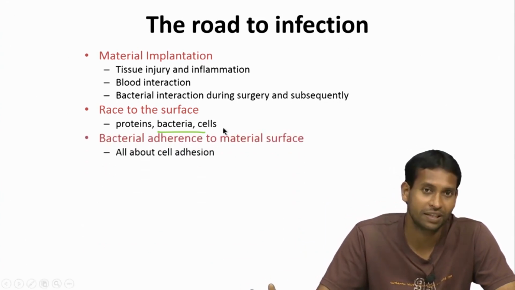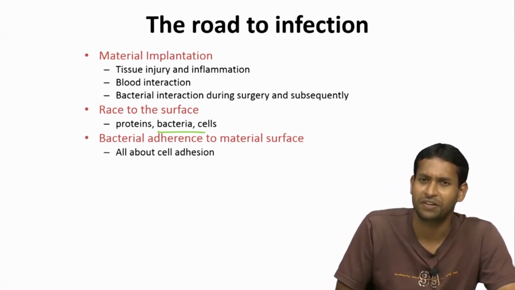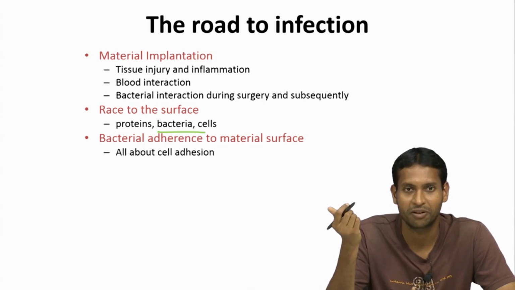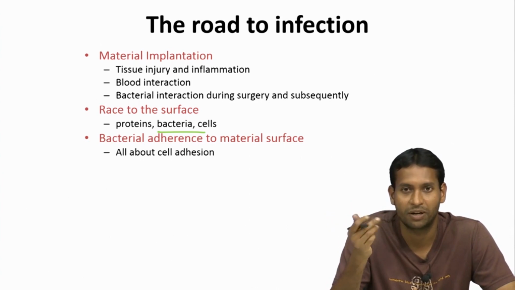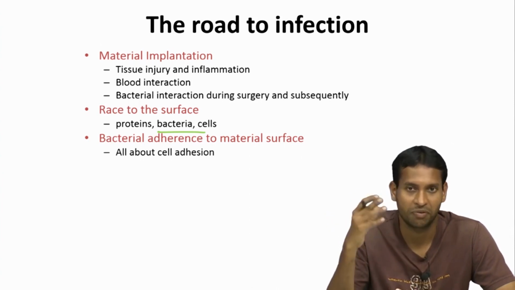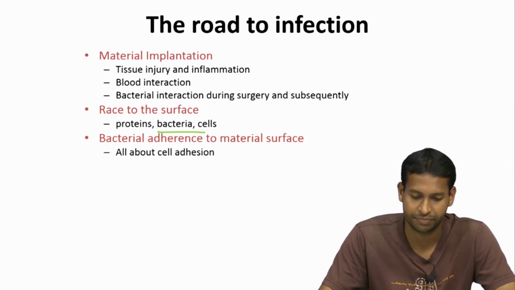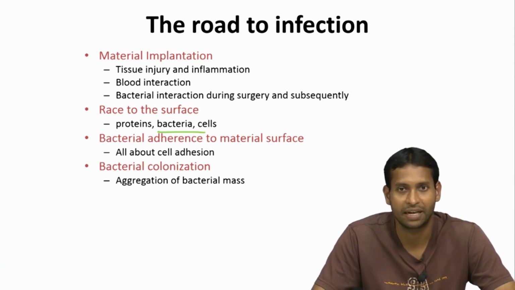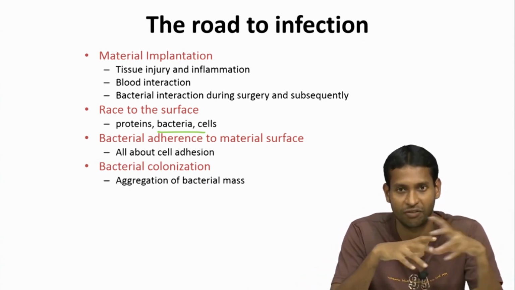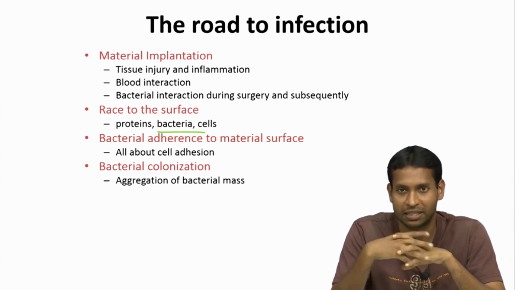So, let us say the bacteria do win this race, which happens in a few cases. Then the bacteria adhere to the material surface, which is very similar to all cell adhesion. Whether it is mammalian or bacterial, obviously the receptors and mechanisms are a bit different, but it is essentially about having some sort of bond formed with the surface, either through a protein layer or directly. Once the bacteria adhere, they can then colonize, start to grow, and aggregate to form these bacterial masses which we defined as biofilm in the previous slide. So, all of that can start to happen. That is the next step.